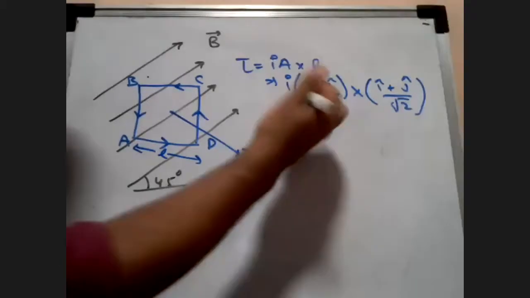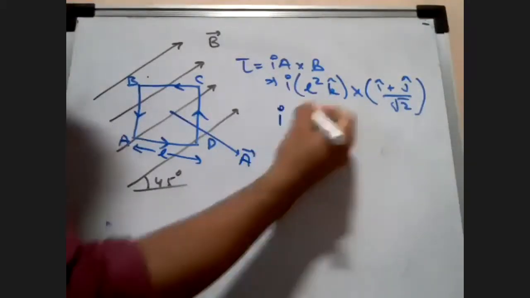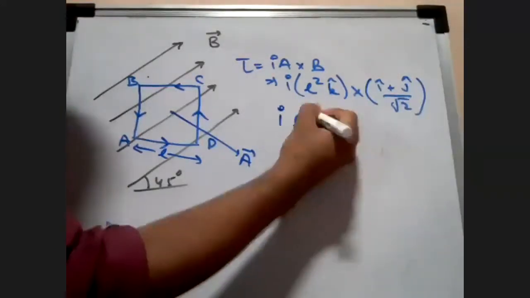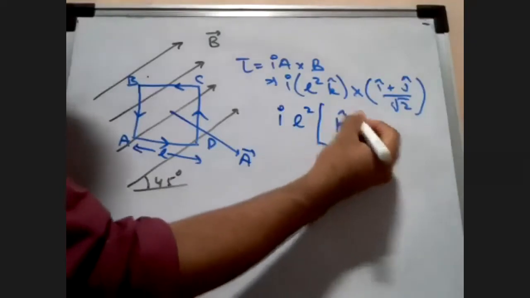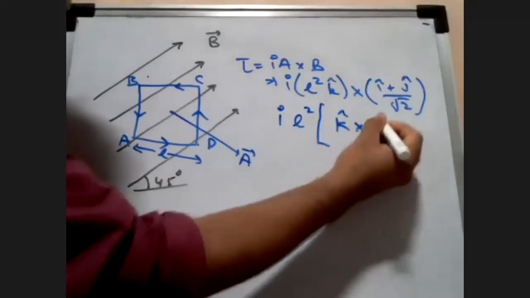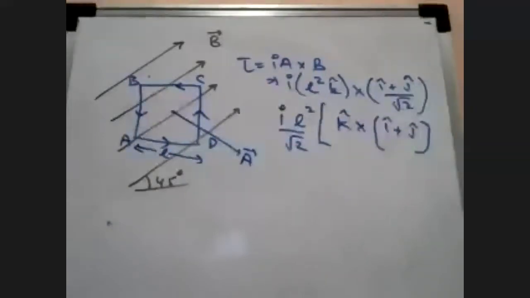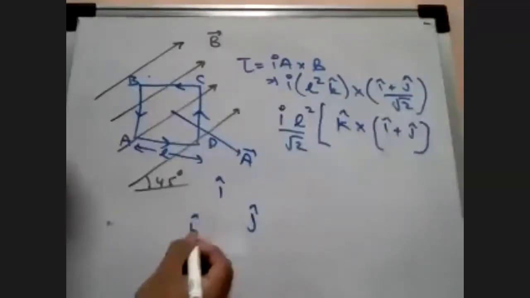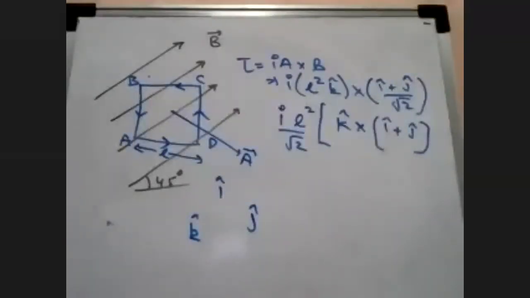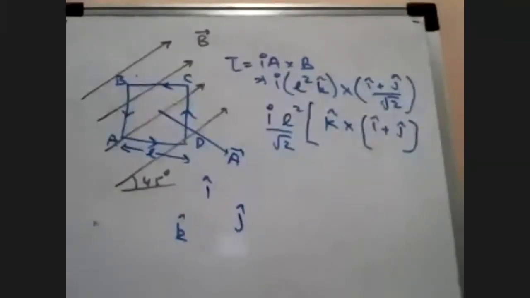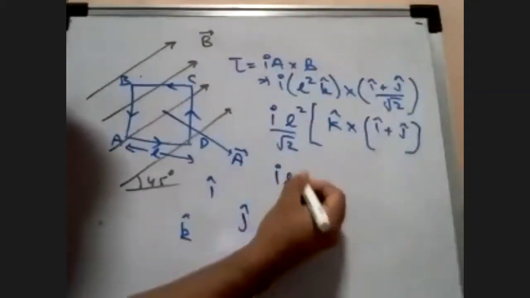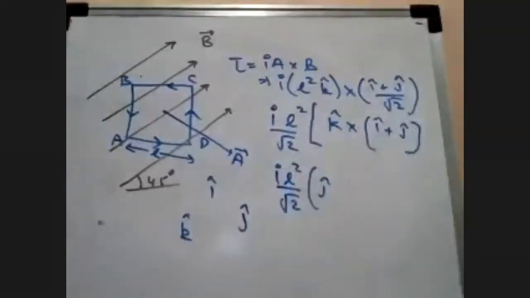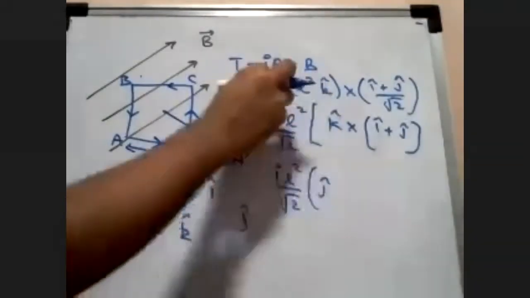Can I say I can take L square out? Yes or no? I will have k cap cross I cap plus j cap. K cap into I cap gives me what, students? So I cap, j cap and k cap. K cap into I cap will give me j cap. Okay, it will give me j cap. Sir, B will also be there, no? Yes, B will also be there. Yes, sorry.